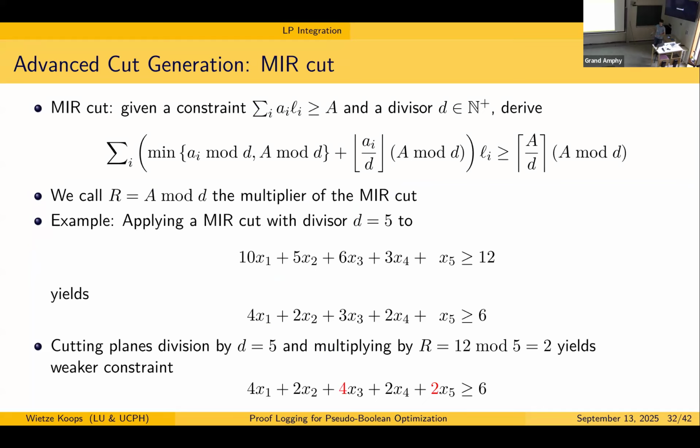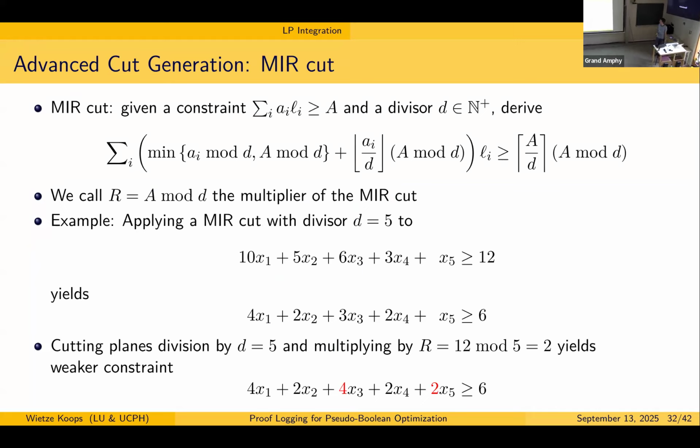So the MIR cut rule is this little scary formula, so I'm just going to explain it using an example. We should think of it as we do cutting planes division with divisor d, we multiply with a modulo d, and then we see that the coefficients on the left-hand side can actually be a bit smaller in some cases.